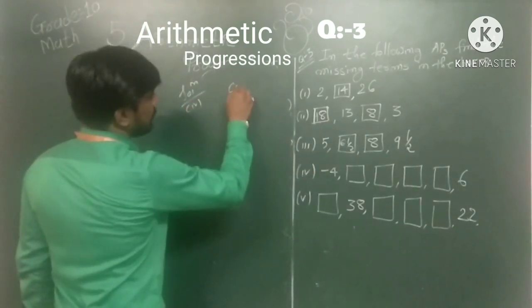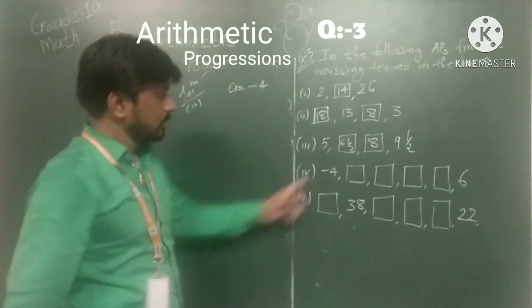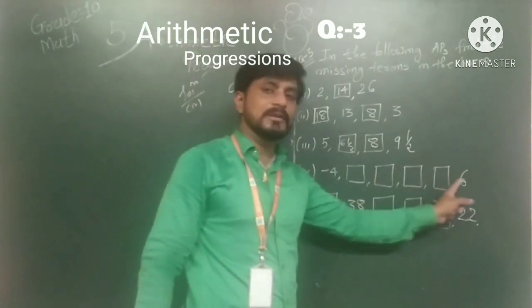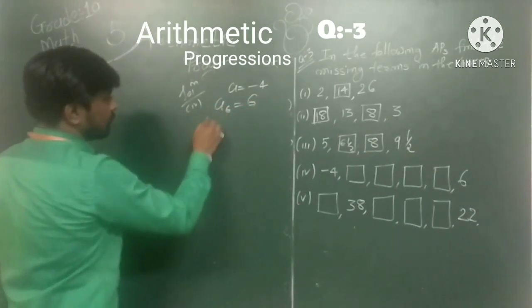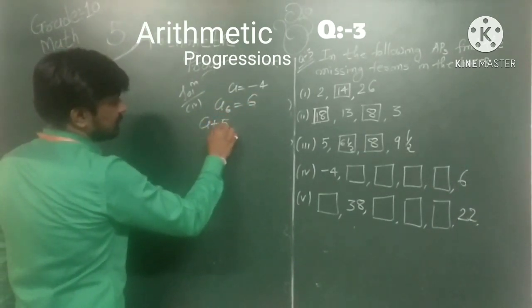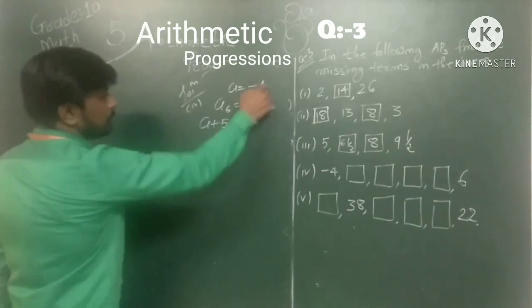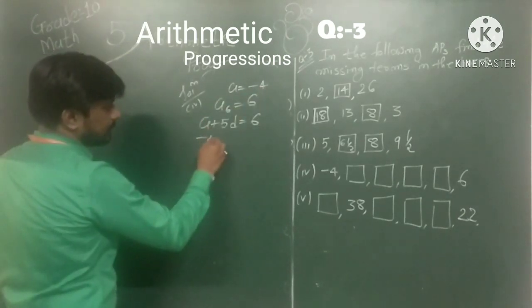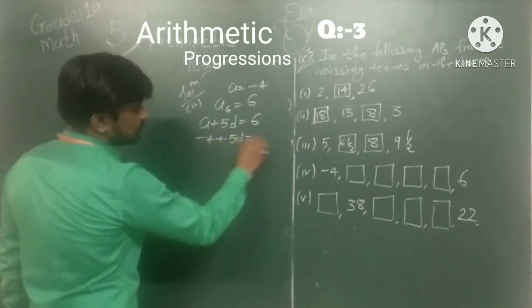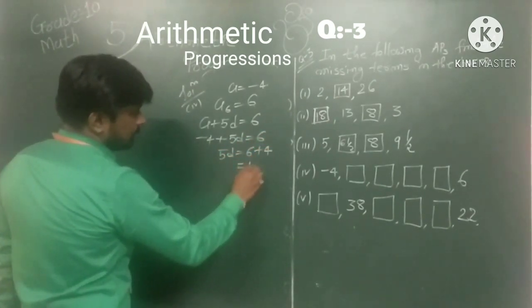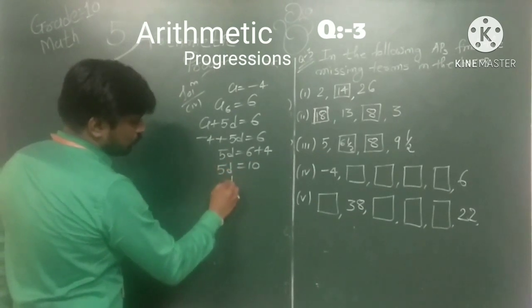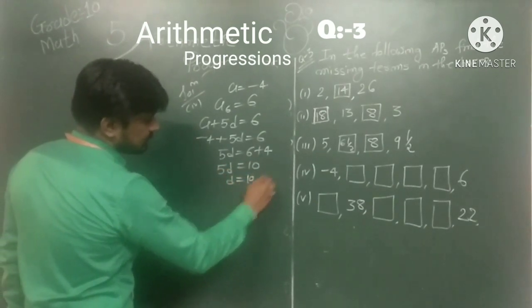Okay, now look, what is the example number 4? Here A is equal to -4, and first, second, third, fourth, fifth, or 6. A6 is equal to 6. Now what is the formula of A6? A plus 5D is equal to 6. Put A is equal to -4 here, plus 5D is equal to 6. 5D is equal to 6 plus 4. D is equal to 2. 10 upon 5, that means 2.